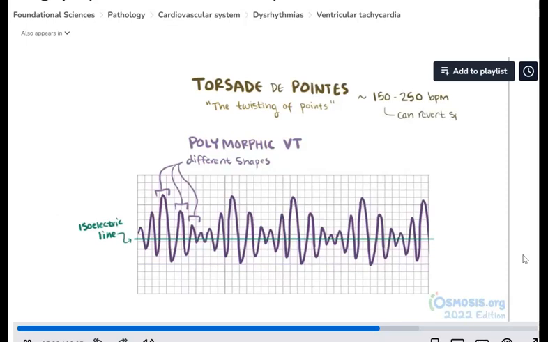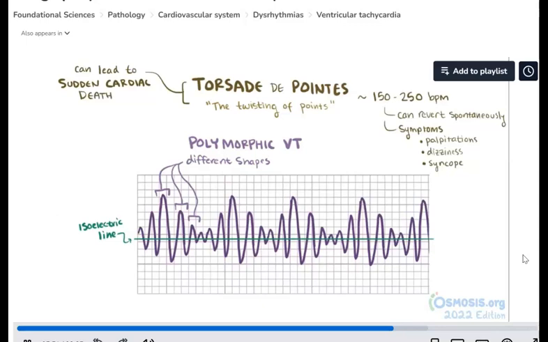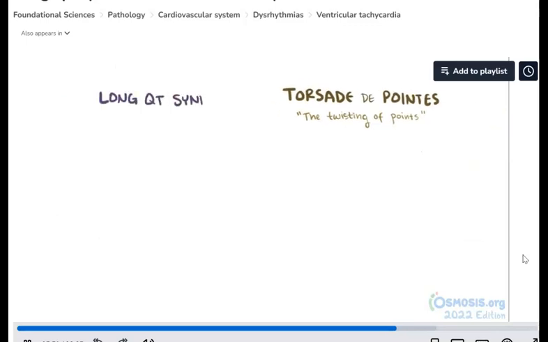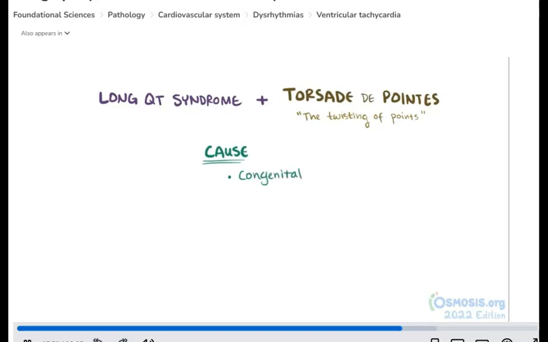So although these episodes can revert to a normal rhythm spontaneously, they can also be really serious, and people with torsade can feel palpitations, dizziness, and syncope, or fainting. And it can even potentially lead to sudden cardiac death. Alright, so with long QT syndrome and torsade, the cause of these abnormal ion channels is often congenital, meaning it's present at birth and caused by some genetic abnormality.